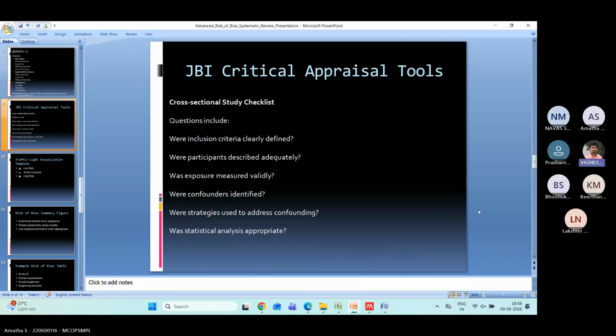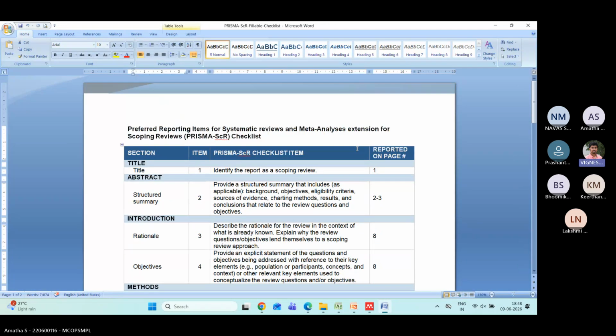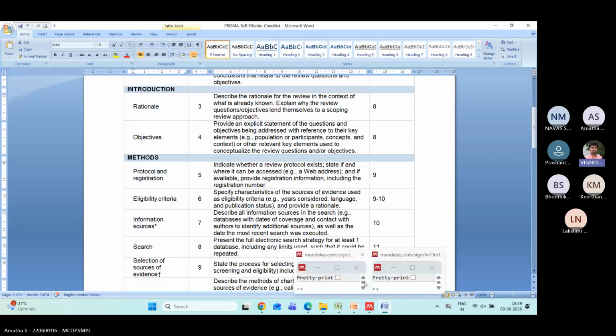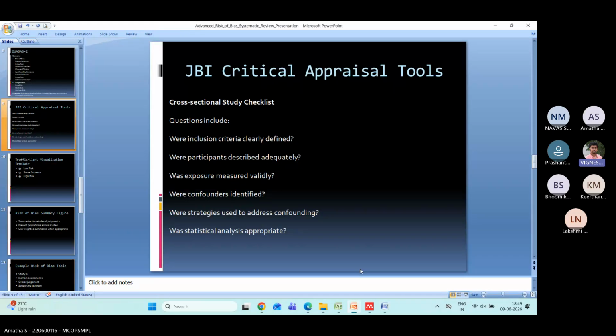Last one, JBI critical appraisal tool. This is similar to what I showed here. This is the JBI form for scoping review. Same like this for systematic review, another checklist is there. You can download the checklist and use it if your study is cross-sectional or other studies other than RCTs and cohort or case control. If they are questionnaire-based studies, interview-based studies, or guideline comparisons and all, if you are doing a systematic review, you can use this tool.